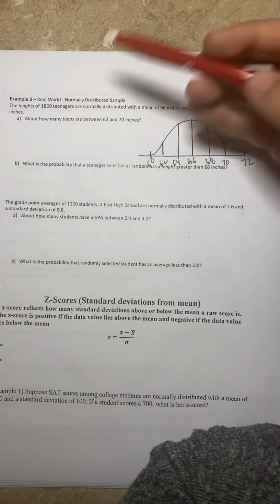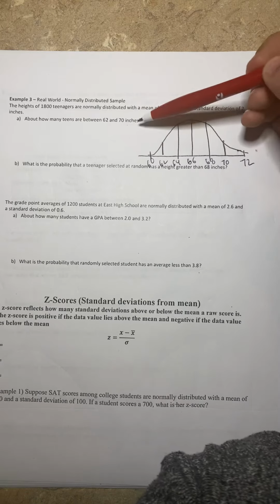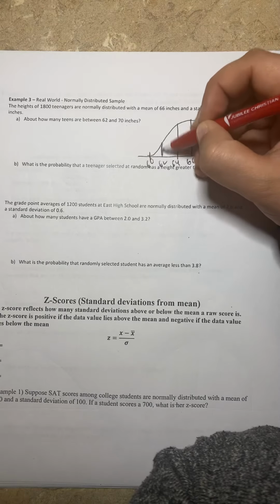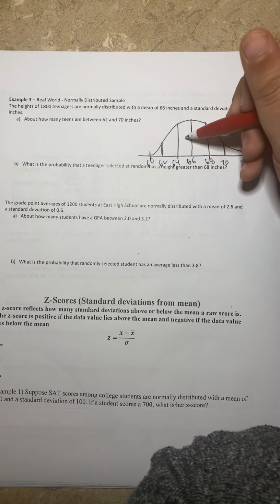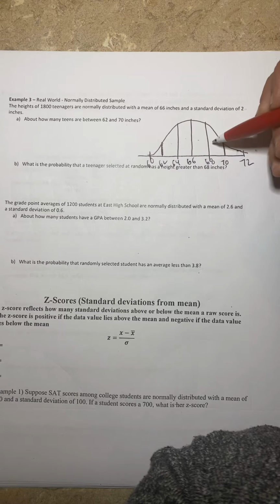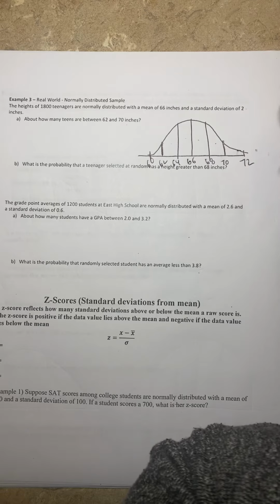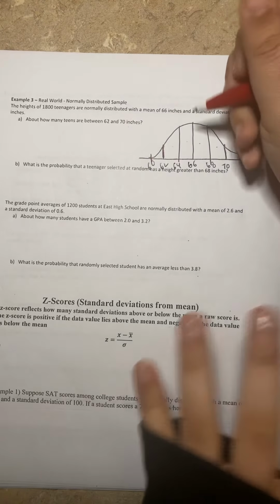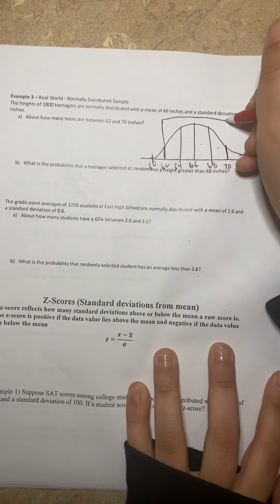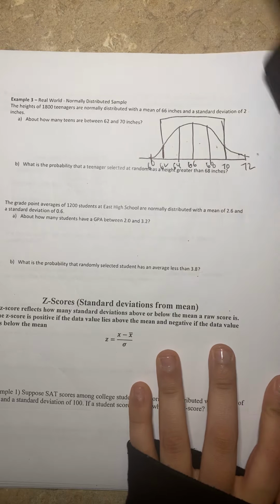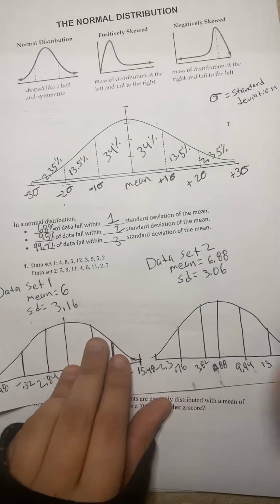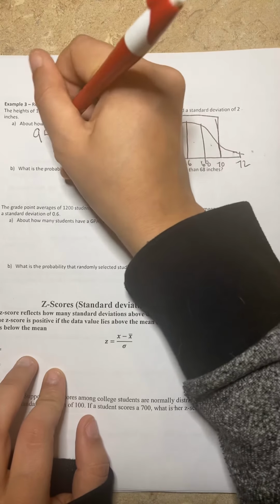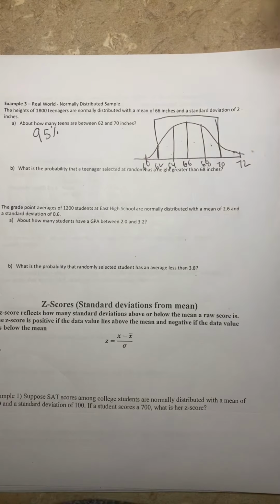Okay. It asked me about how many teens are between 62 and 70 inches. So it's asking for these 2 standard deviations plus these 2 standard deviations. So remember, that's going back to that very first page in our notes, because notice it's asking for here all the way to here. So that's 2 standard deviations on both sides. And if our data is within 2 standard deviations, we talked about that's 95% of our data. So 95% of our students are between 62 and 70 inches.